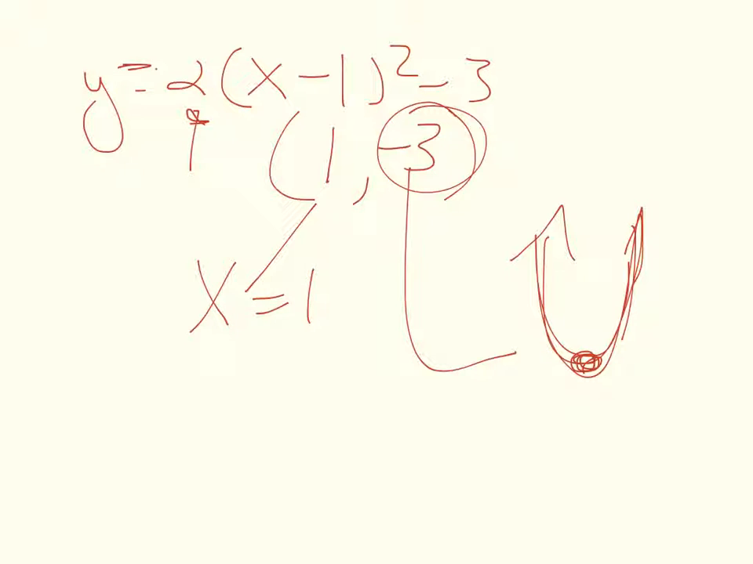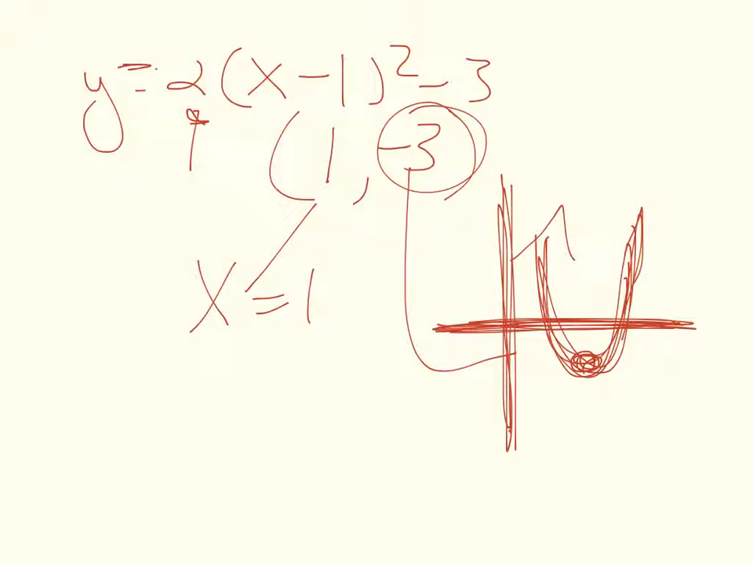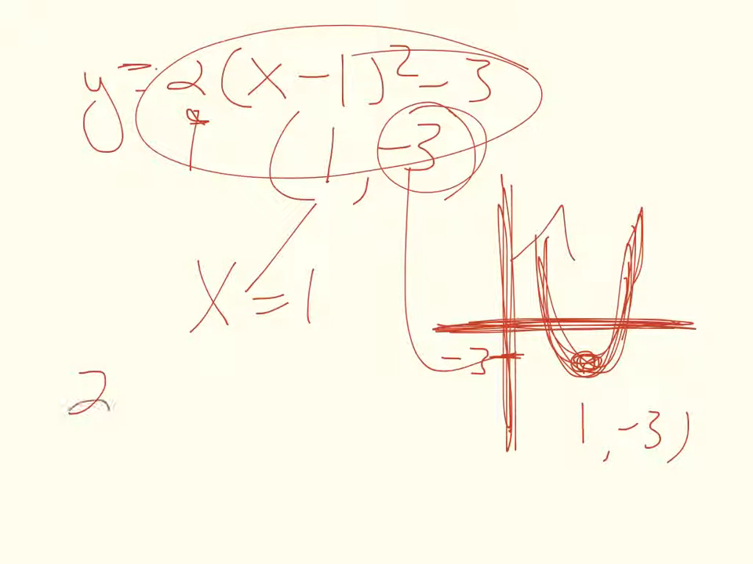So looking at this, if this was graphed on an x and y axis, there's your x, there's your y. And I do this at 1, negative 3, and I would have a minimum at negative 3. Okay, so that's the answers to those questions. What's the y-intercept? You would expand this whole thing. So let's do that real quick. 2(x minus 1) all squared minus 3. So I'm going to square this.